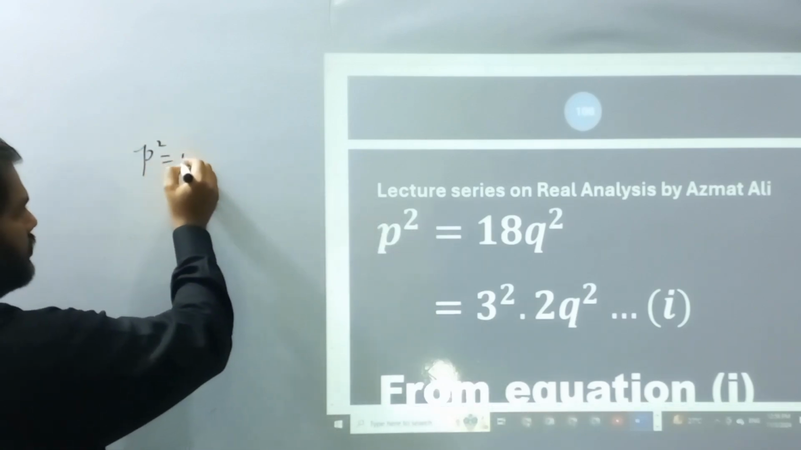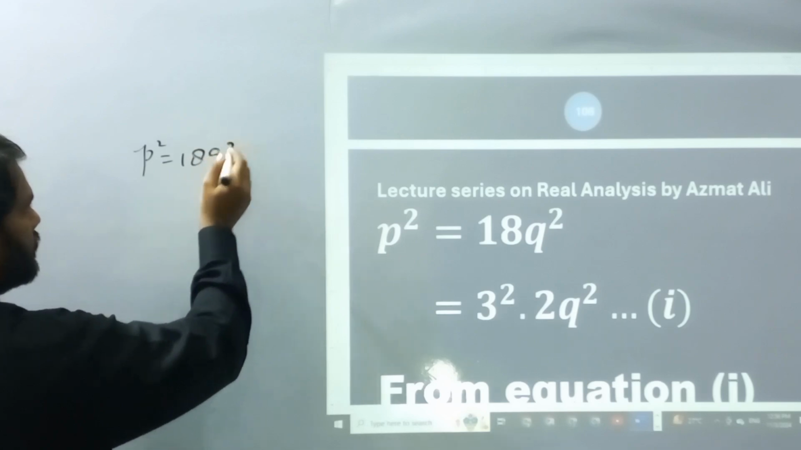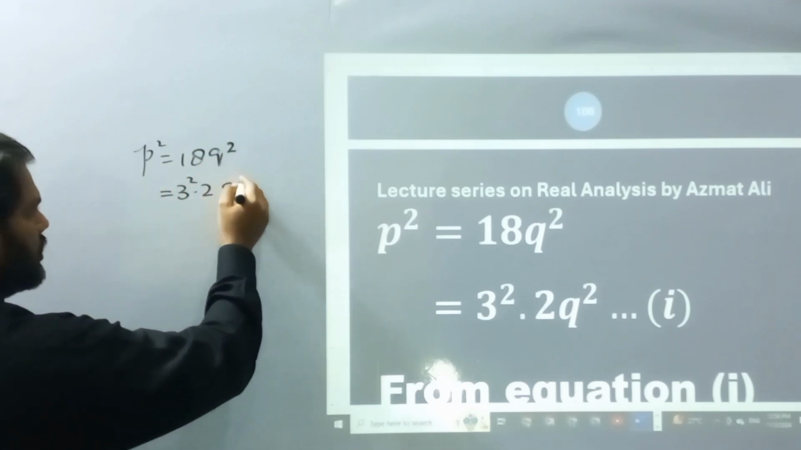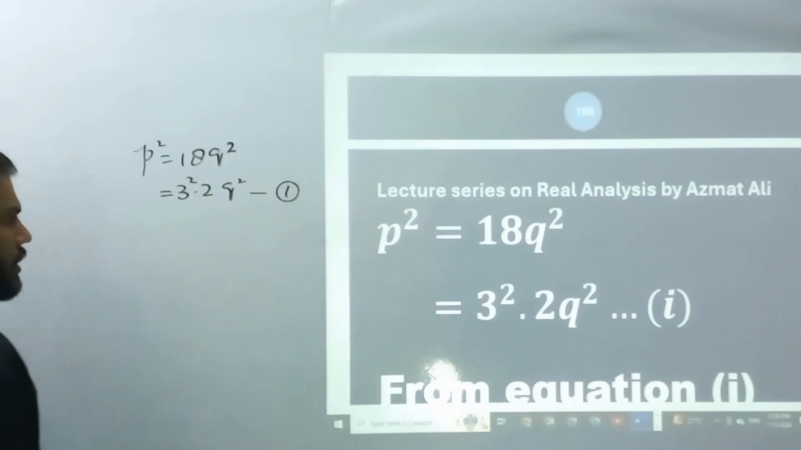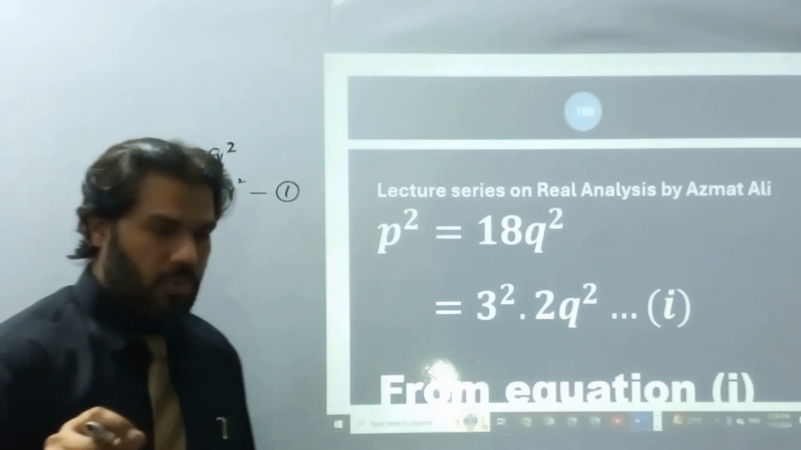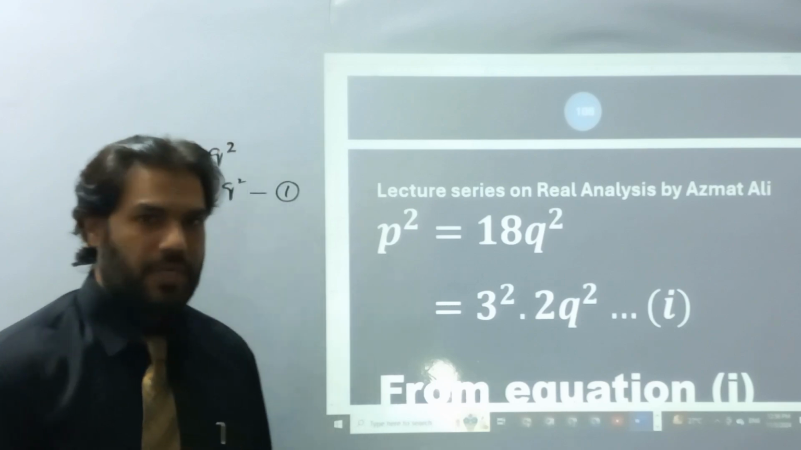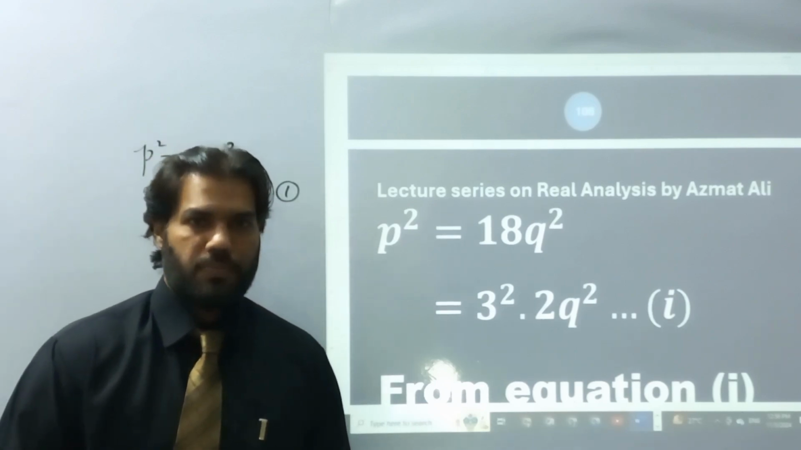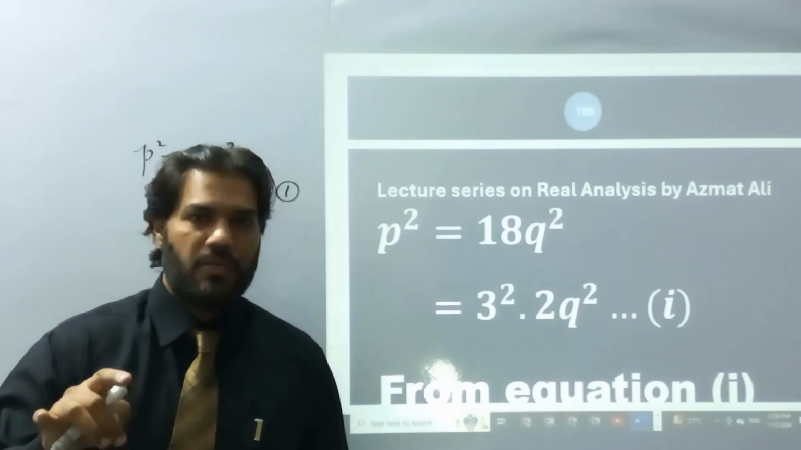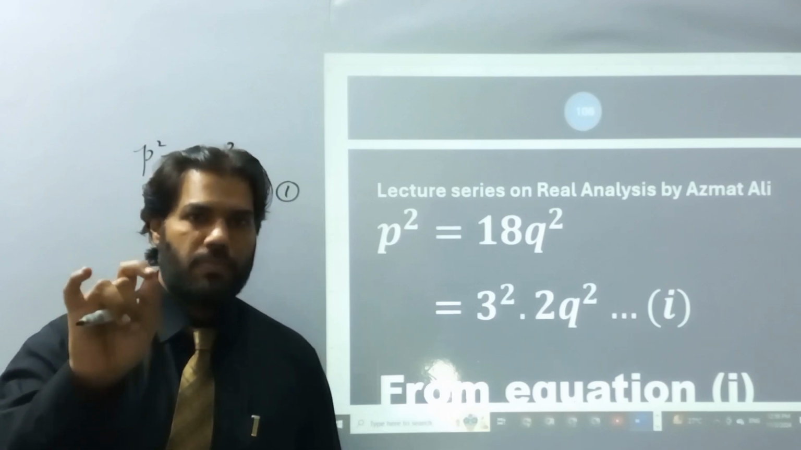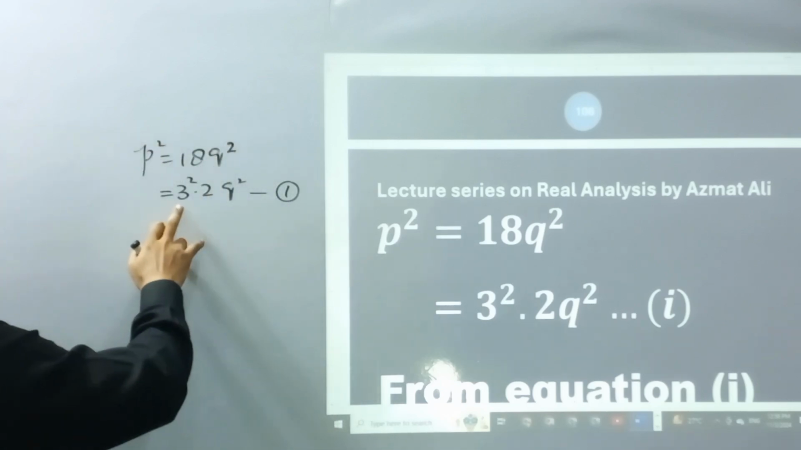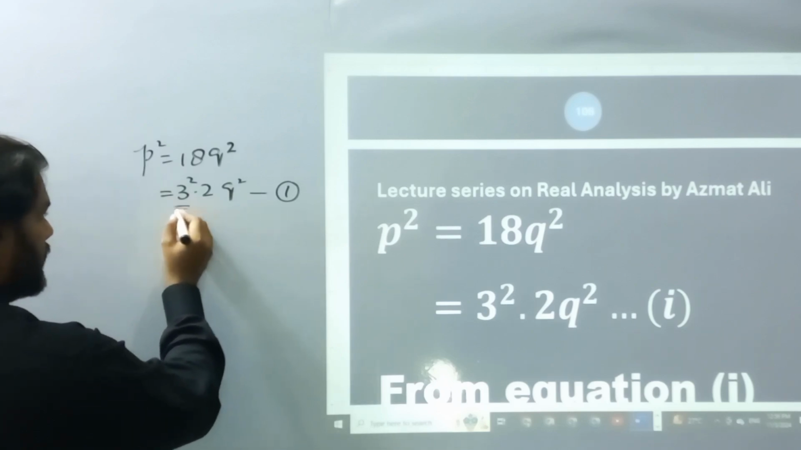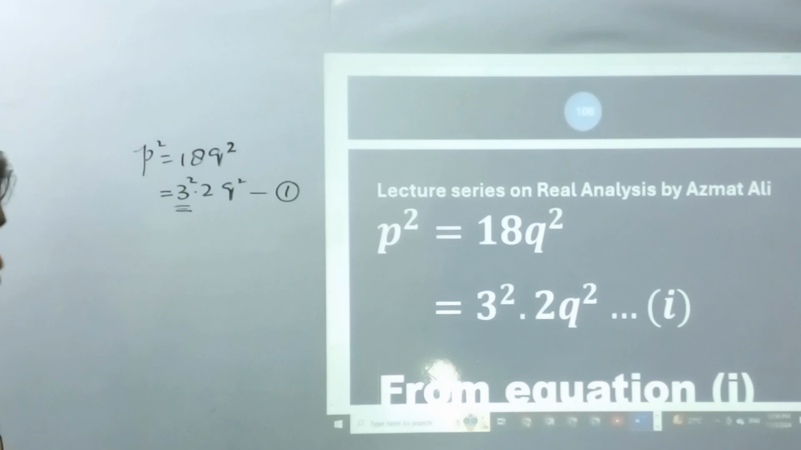P square is equal to 18Q square. That can be written as 3 square into 2Q square. Now there is an important point at this step. 18 is a composite number, but it is not a product of distinct primes. The prime factors have some power, like 18 is 3 square into 2. So this factor 3 has the power 2.